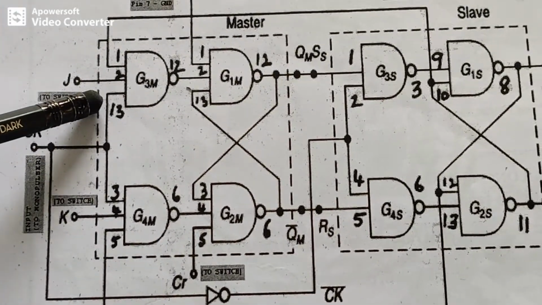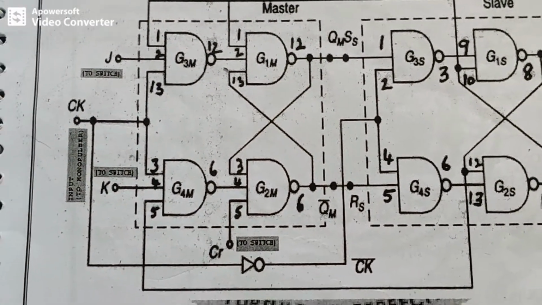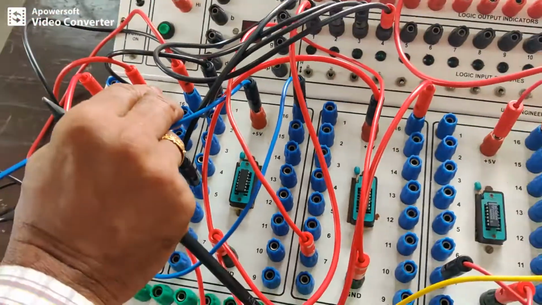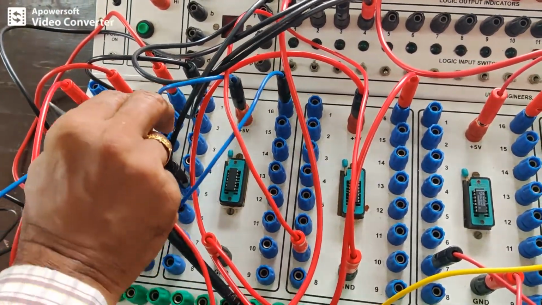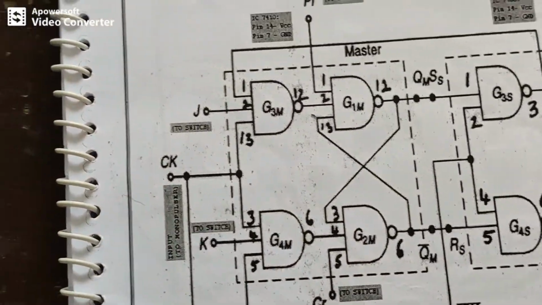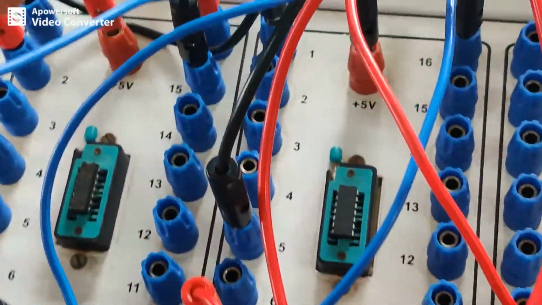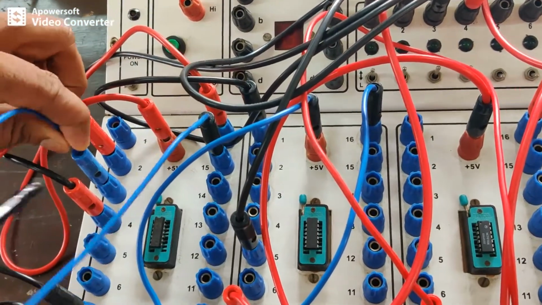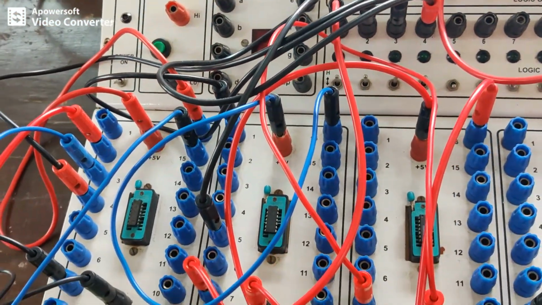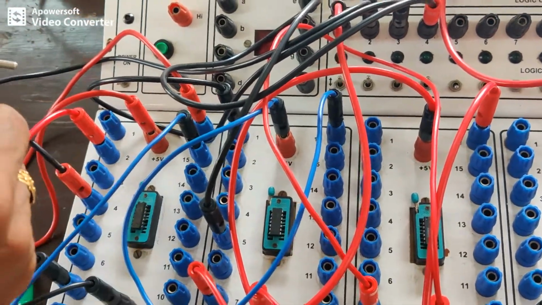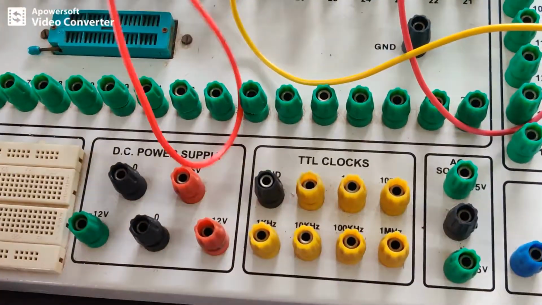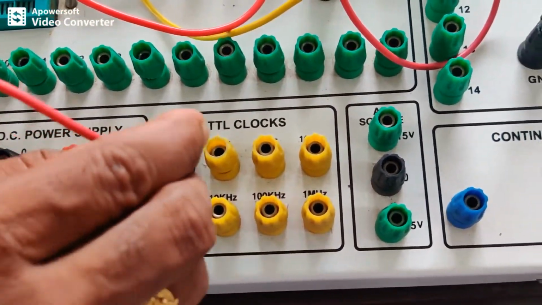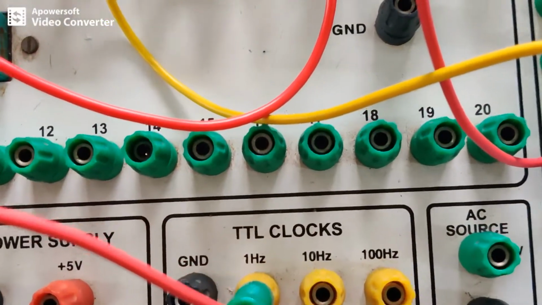Let me take a patch cord and connect pin number 13. So 7, 8, 9, 10, 11, 12, 13. So 13 and 3 I have connected. From here I will take one tapping, and that goes to clock signal 1 Hz.